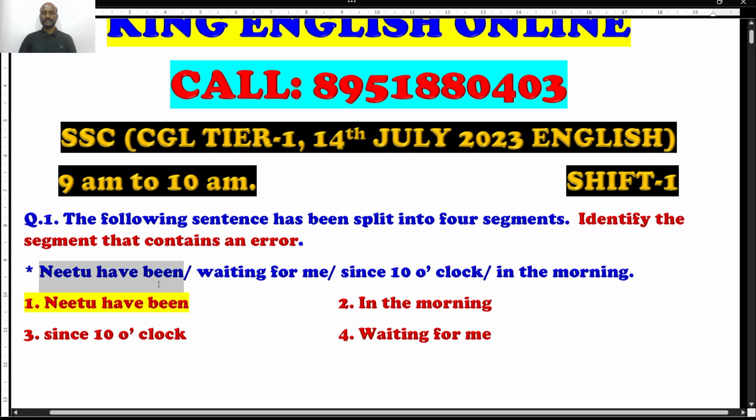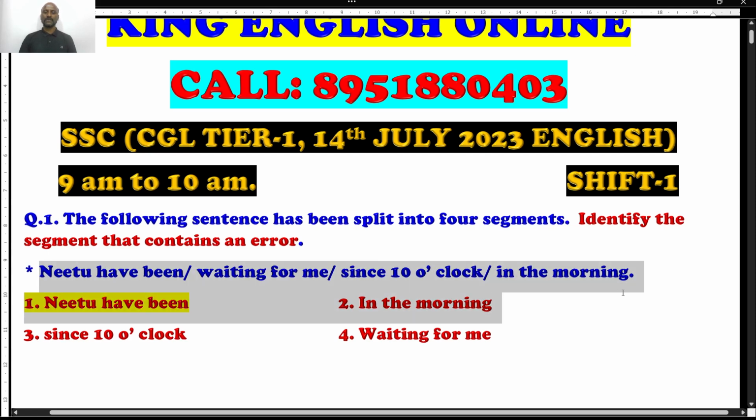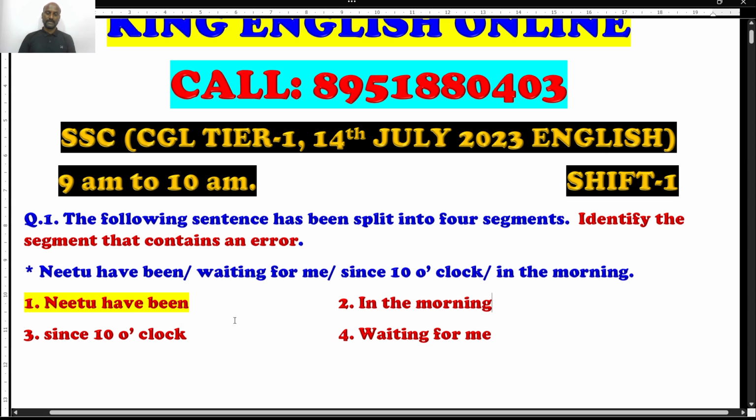Need to have been waiting for me since 10 o'clock in the morning. What's the error in it? Students, have been plus ing form is nothing but present perfect continuous, whereas need to is the subject here. With the pronouns I, we, you, they, we use have been. At the same time with he, she, it and a name, we use has been. Here, need to is nothing but she.